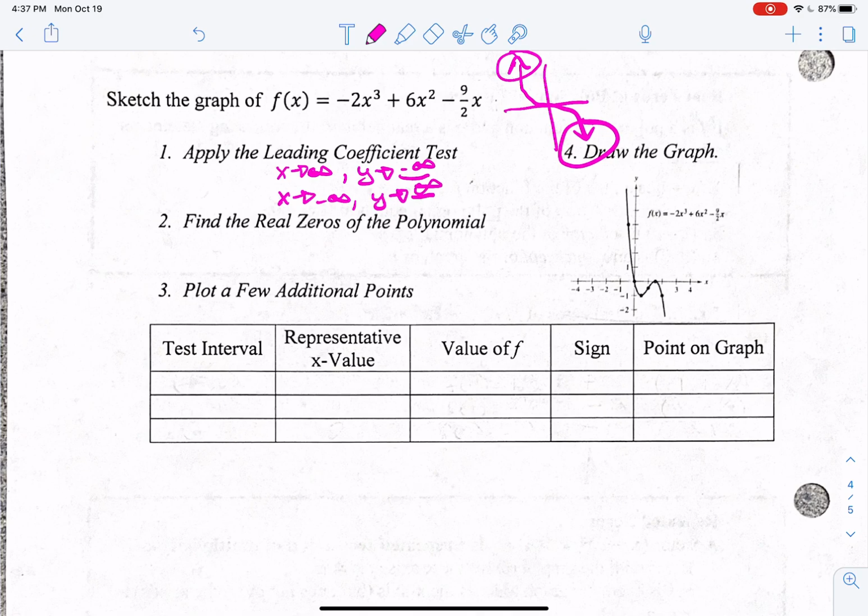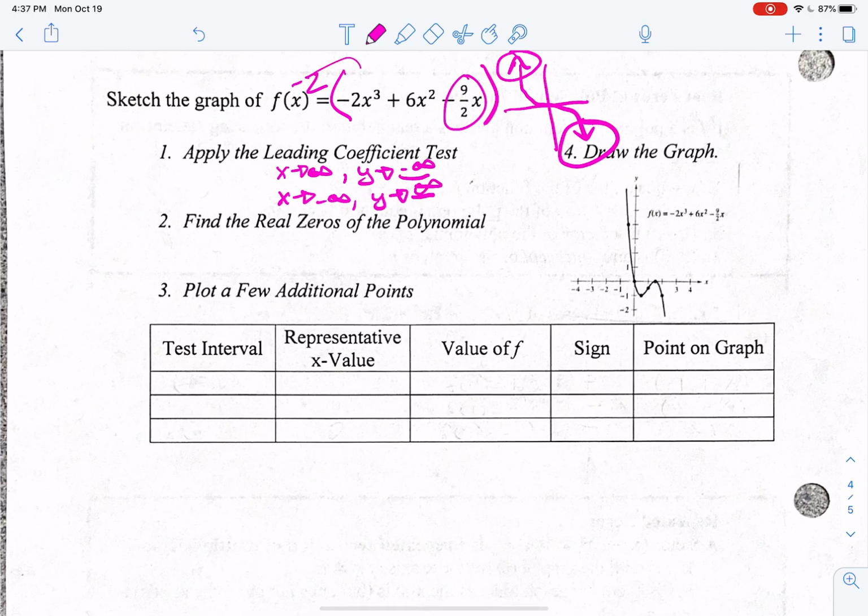Well, what do I want to do here? Find the real zeros of the polynomial function. I don't like this fraction right here. So what I would like to do is take the entire function and multiply through by -2. How about that? We'll multiply it by a -2.